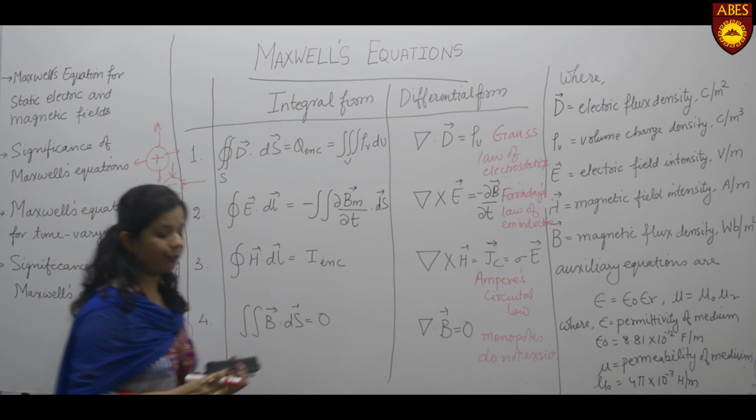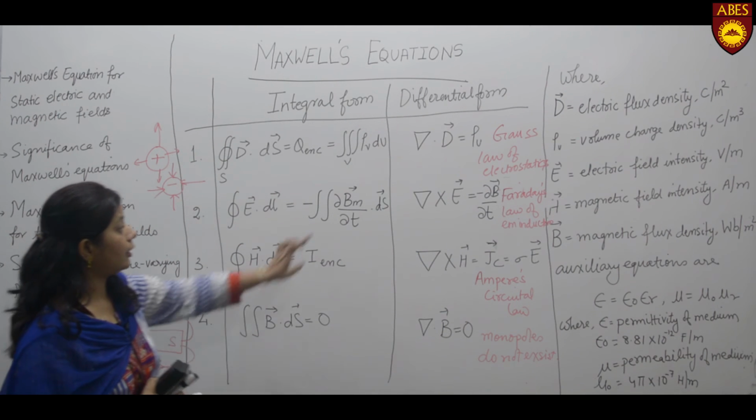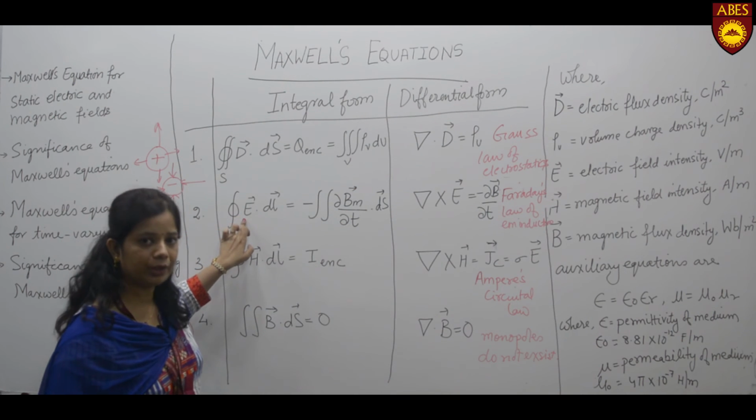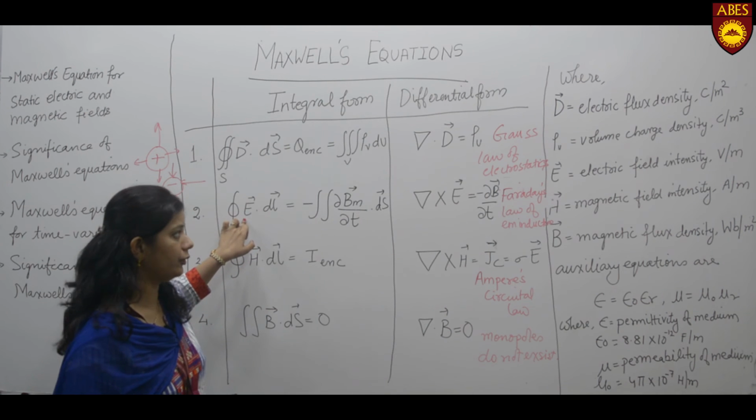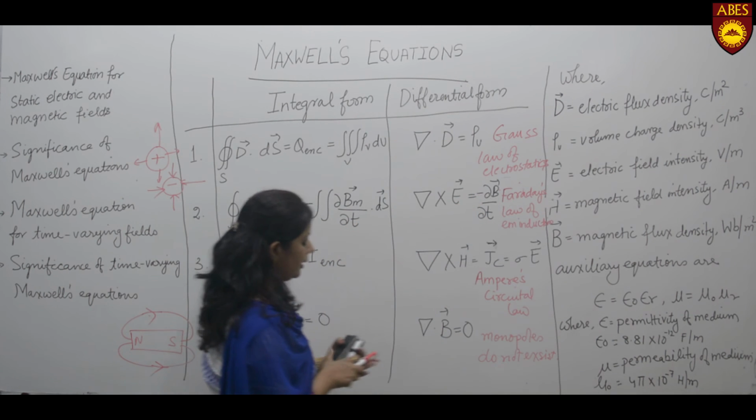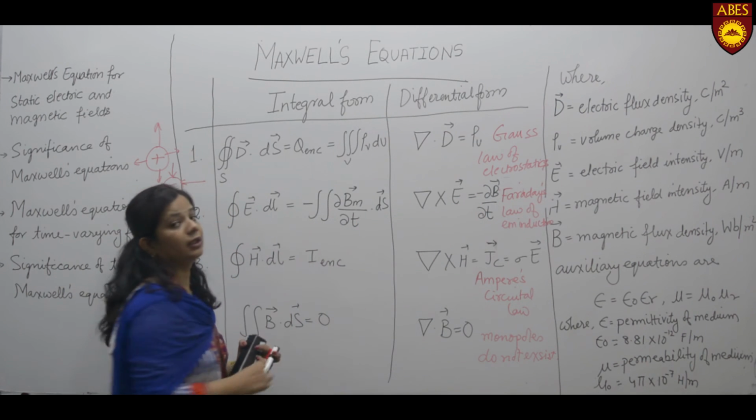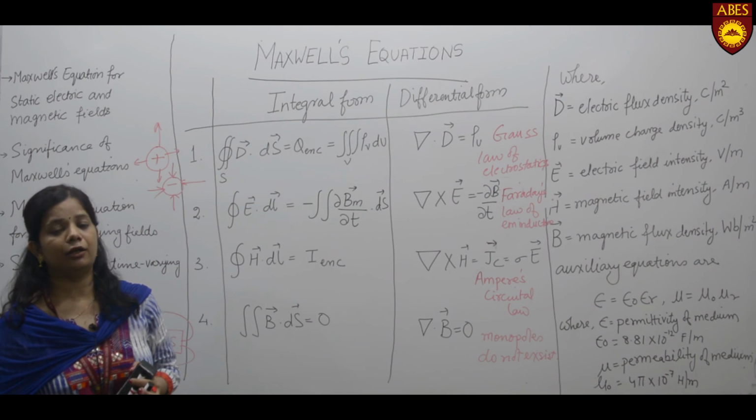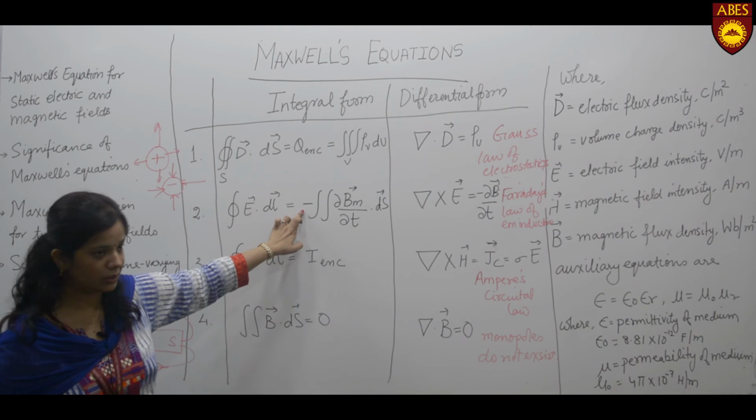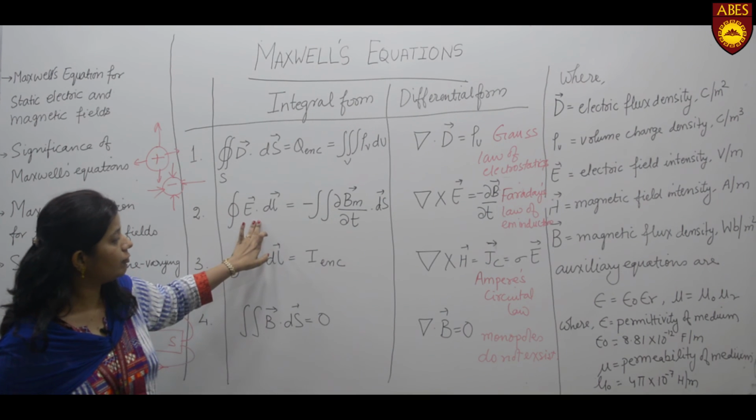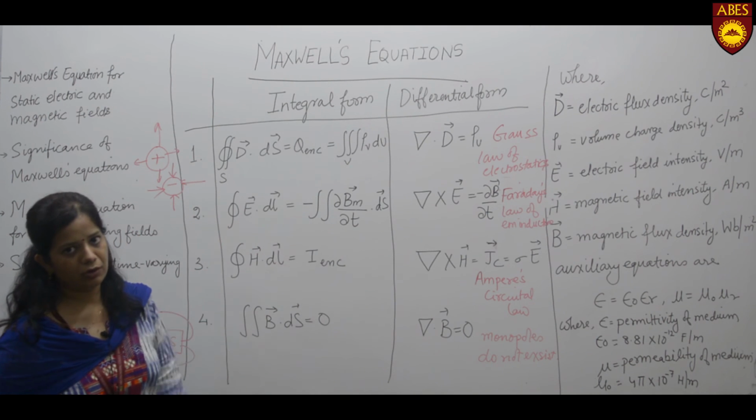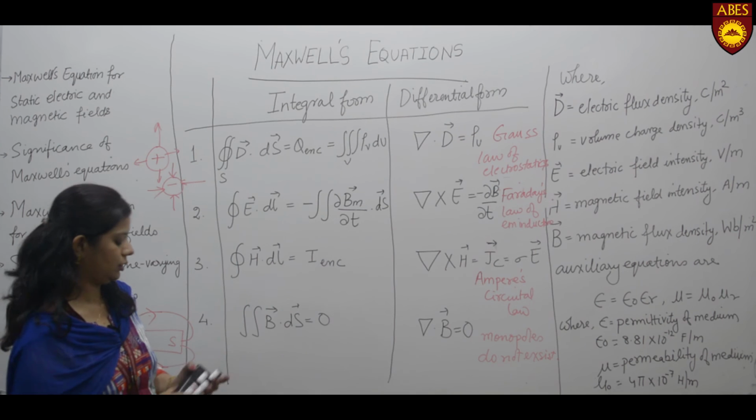Faraday's law of electromagnetic induction states that the rate of change of magnetic flux is equal to the total EMF induced in any closed circuit. Here the negative sign denotes that the change is opposite, it opposes the cause which produces it. This was given by Lenz. This is the Lenz law. So the significance of Maxwell's second equation for time varying fields is that it becomes the Faraday's law of electromagnetic induction.